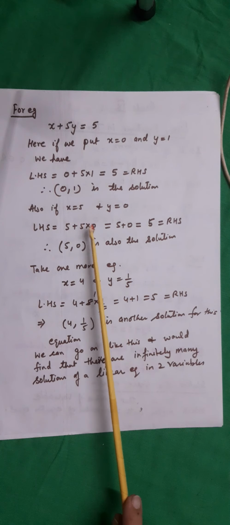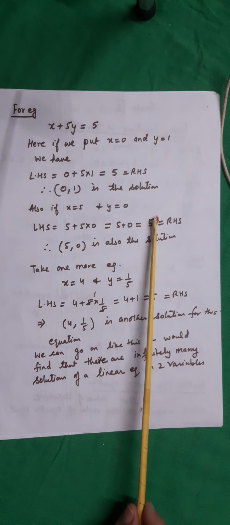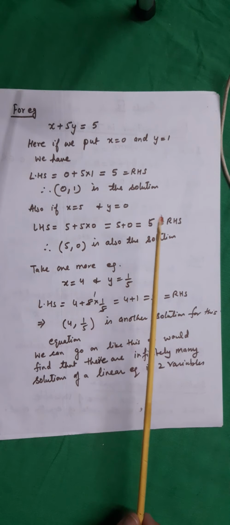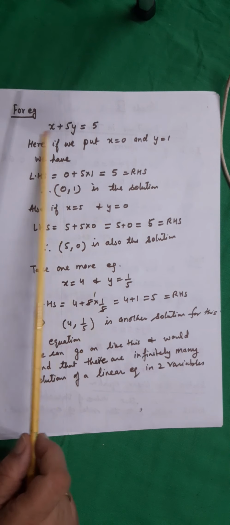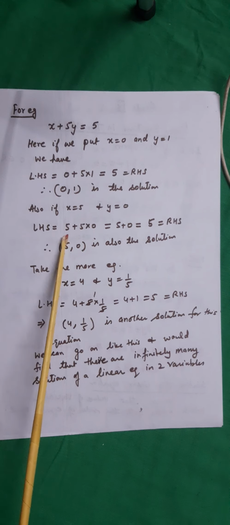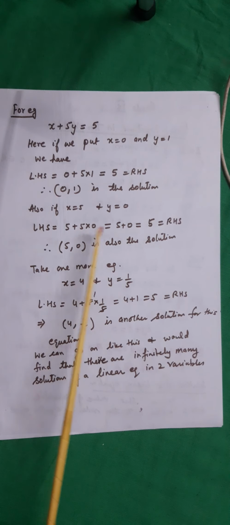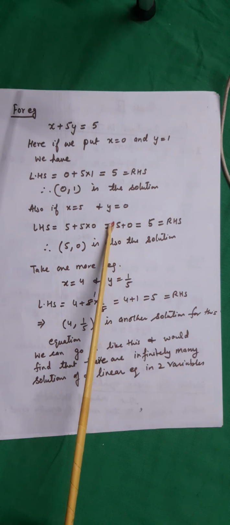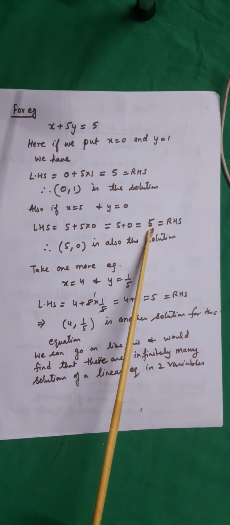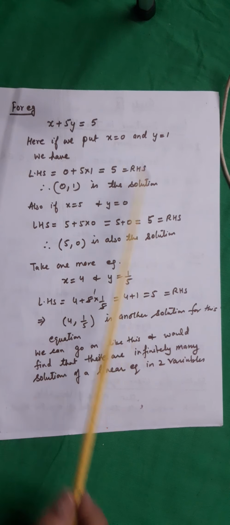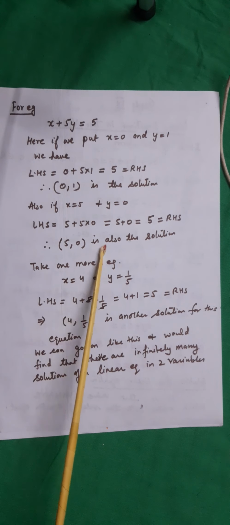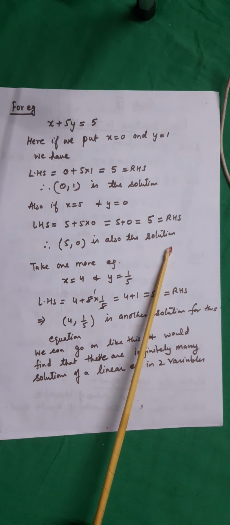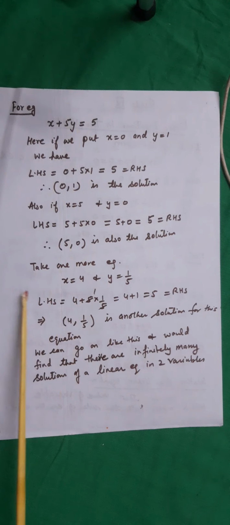Also, if x is equal to 5 and y is equal to 0, that is also right, because if I put these two values in the left hand side, I get 5 plus 5 into 0 is equal to 5 plus 0, which is equal to 5, and that is the right hand side. Therefore, 5, 0 is also a solution of the given equation.